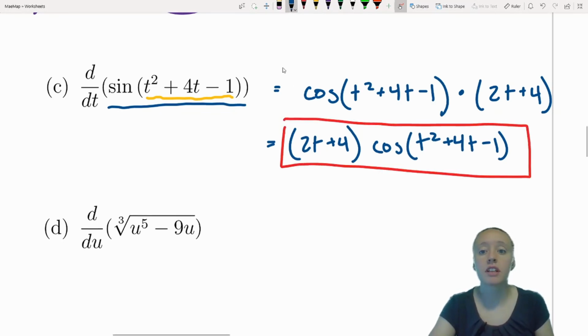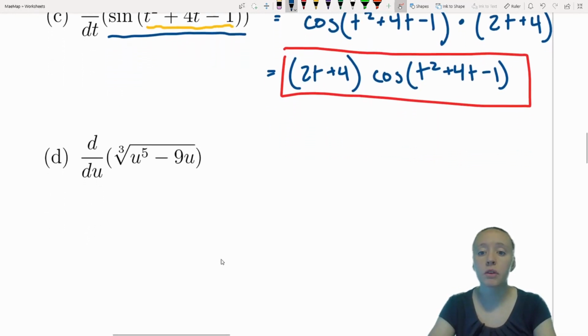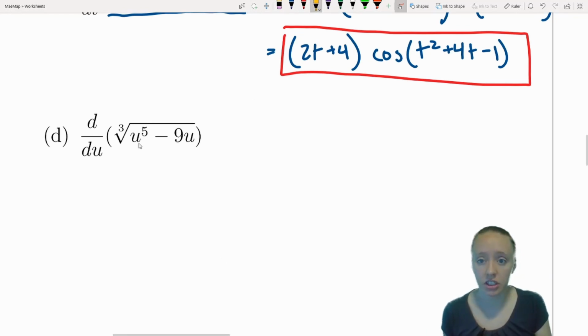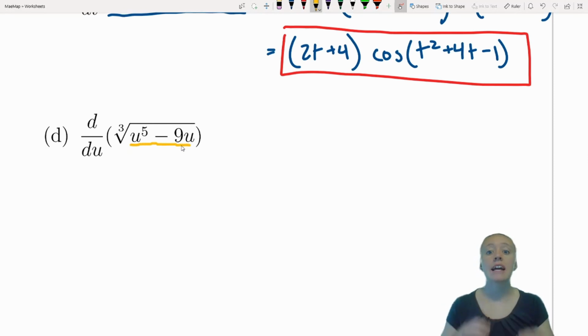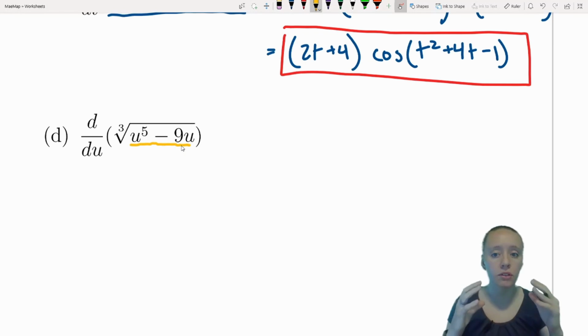Let's move on to the next part of this example. We're going to be taking the derivative with respect to u of the cube root of u to the 5th minus 9u. Again, what's the ordering of our functions? Well, we can see that that inner function is u to the 5th minus 9u, and that entire function is, well, we're taking the cube root of it.